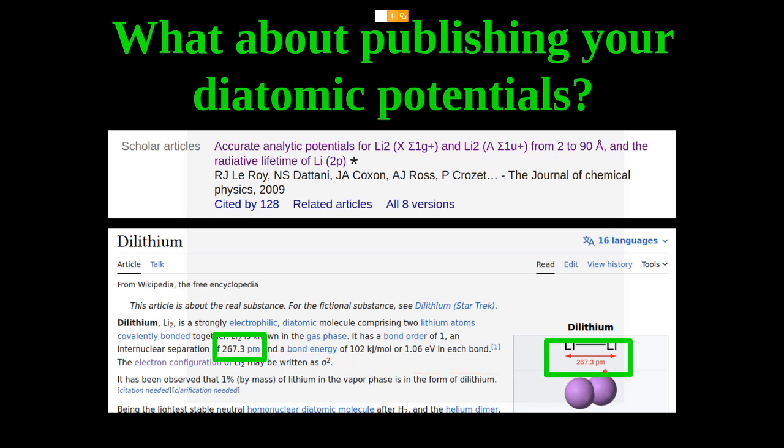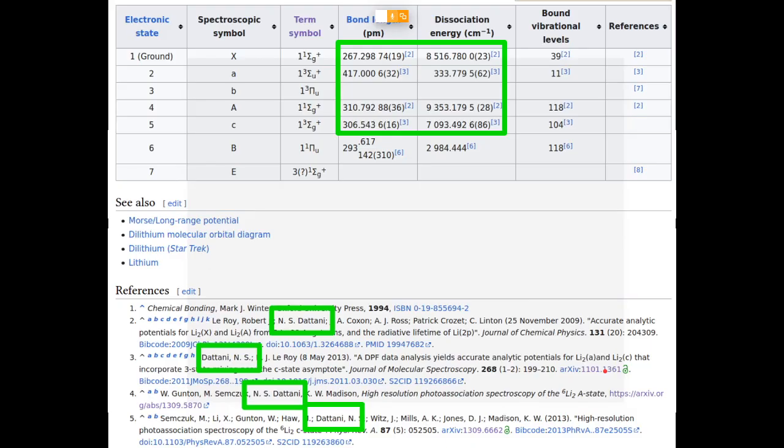Have you ever wondered how you obtain that value? For various different electronic states of the lithium dimer, remember I told you about the sigma states and the pi states and the triplets and the singlets. For various different states, you have bond lengths and even dissociation energies and uncertainties in those values, which are derived from this type of potential energy curve analysis, potentiology, the study of potential energy curves.